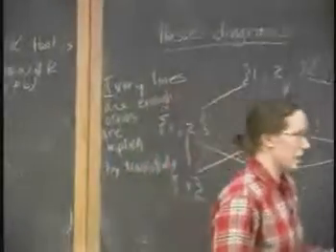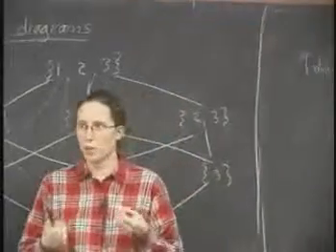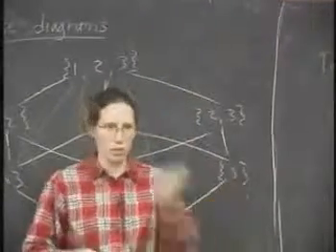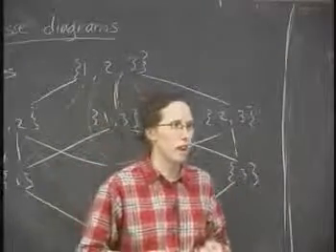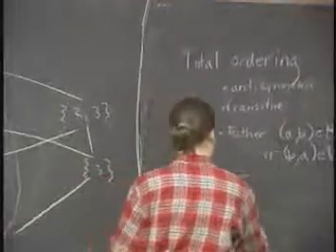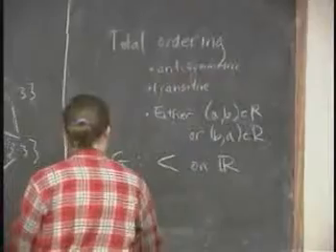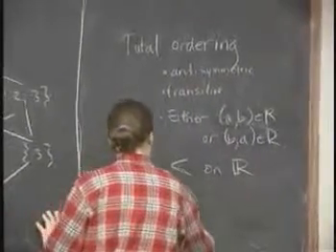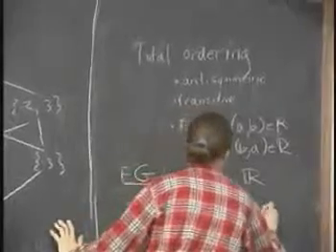And so an example of a total ordering is less than, because each pair of numbers are comparable. We can say this one is less than this one, 5 is less than 6, or 3 is less than 5. So this is a total ordering, because every pair of numbers is comparable.